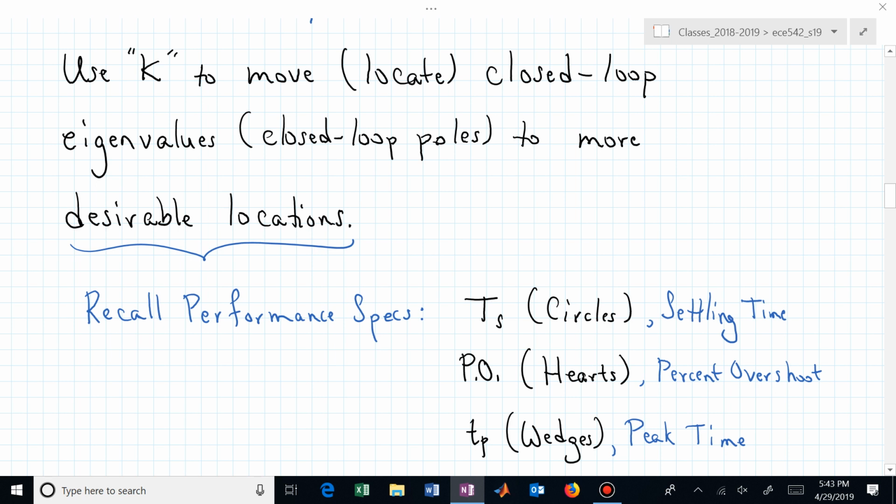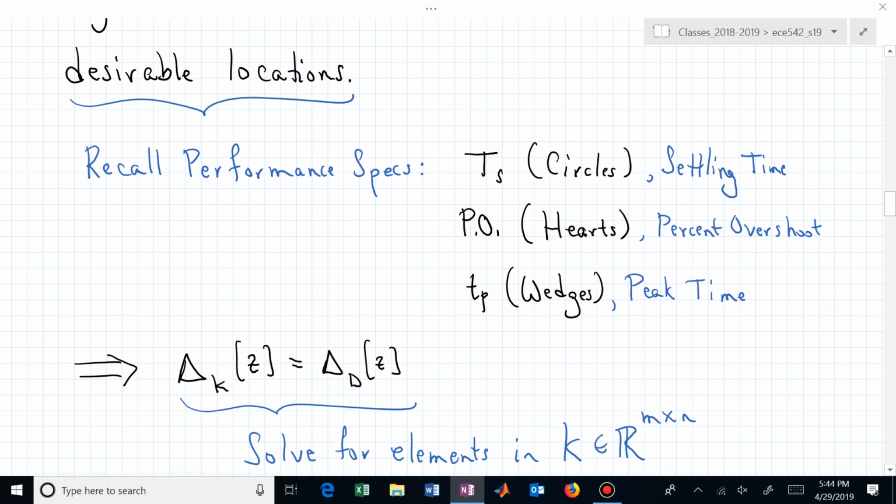And then if you had 6 closed loop poles, you could say, oh, I'm going to make the dominant ones these 2 to satisfy my circles, hearts, and wedges, and the other 4 I'm going to just put at the origin. So they are fast relative to the dominant ones, and now you have those dominant poles influencing the performance of your system based on settling time, percent overshoot, and peak time. And you'll need to know all of this for the final exam.